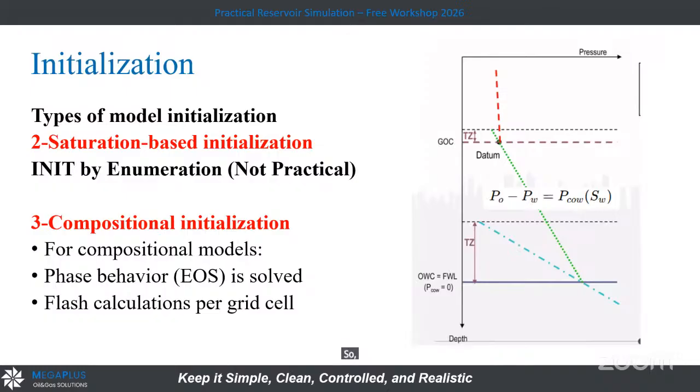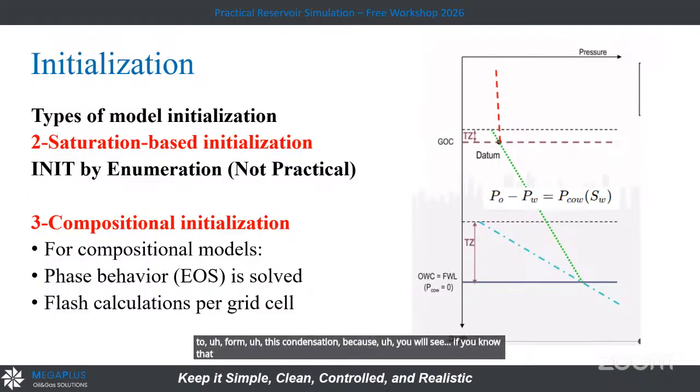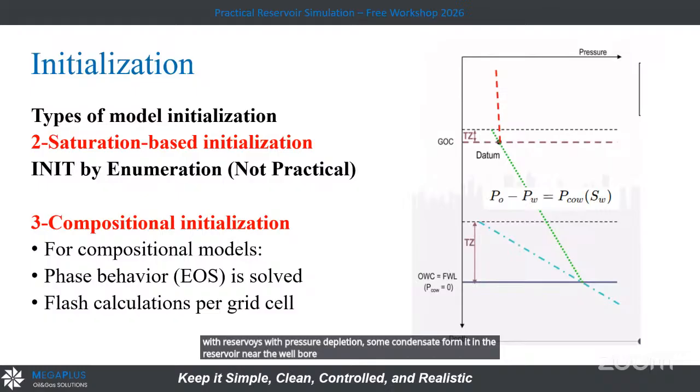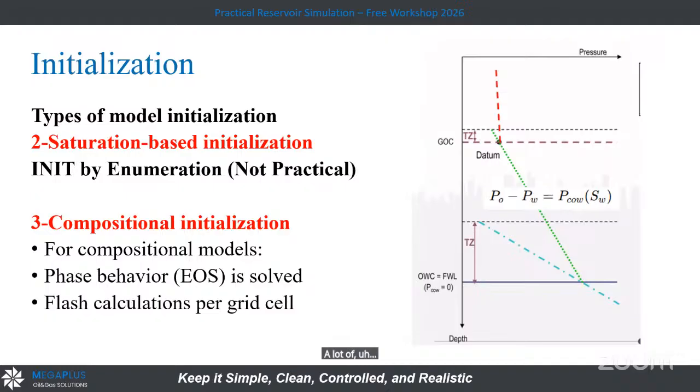So the model must understand very well the time step and the pressure at which the composition will change to form this condensation, because, as you may know, there is something called condensate banking and liquid dropout. In the reservoir, with pressure depletion, some condensate forms near the wellbore, so it will cause a lot of skin and a lot of production loss. So I have to manage this and I have to simulate this.